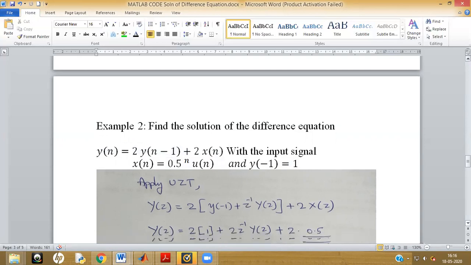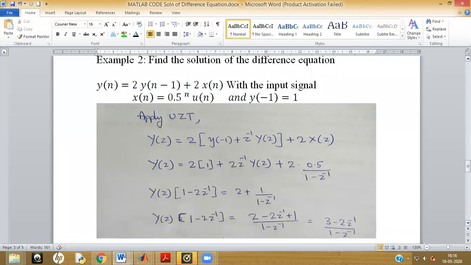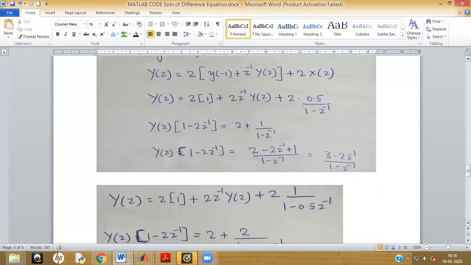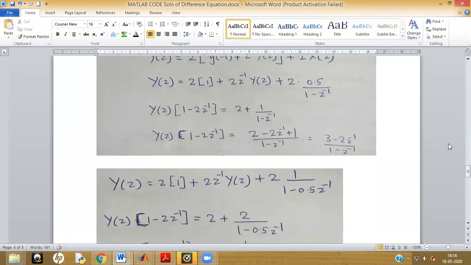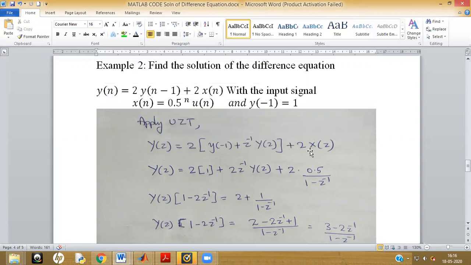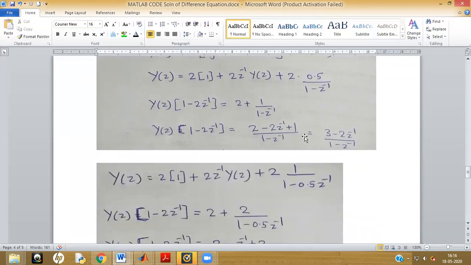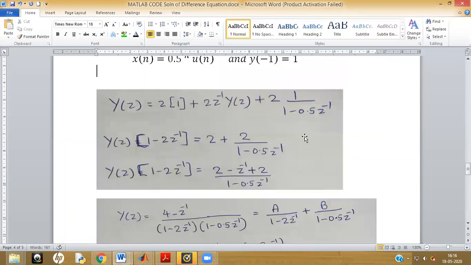So the initial condition remains the same. So you can see this one. This part is not there. This part, applying the unilateral Z transform, I think this is not the thing. So it should have been over here. So let's remove this.